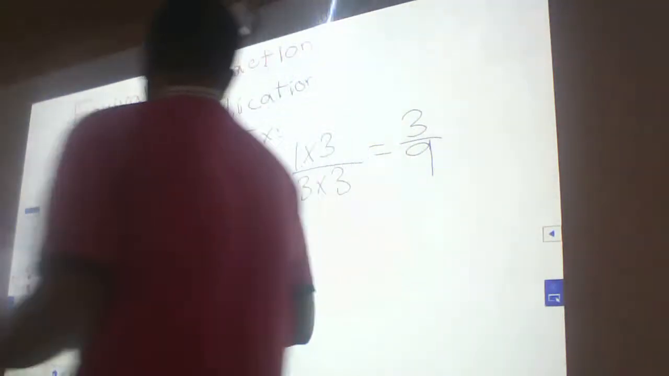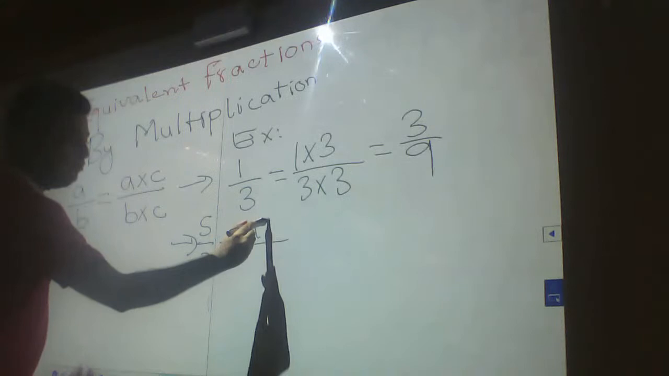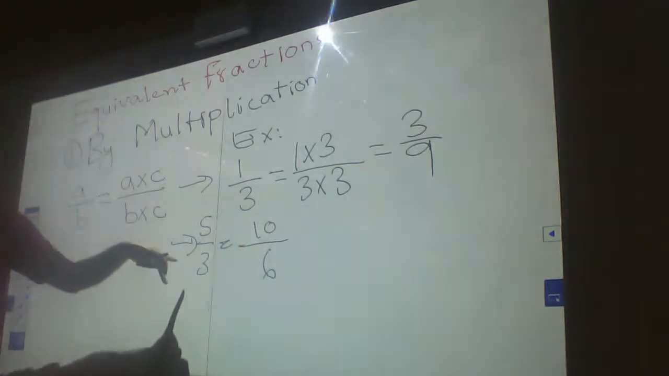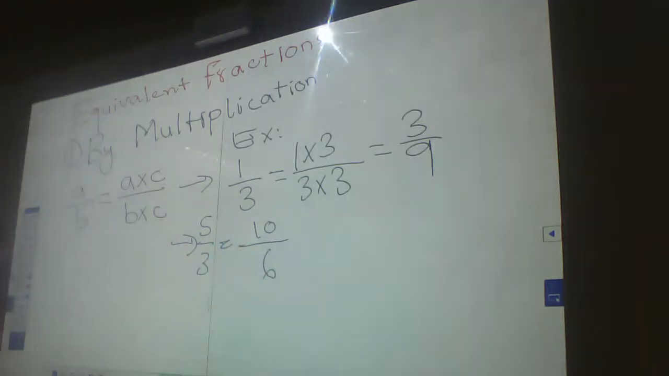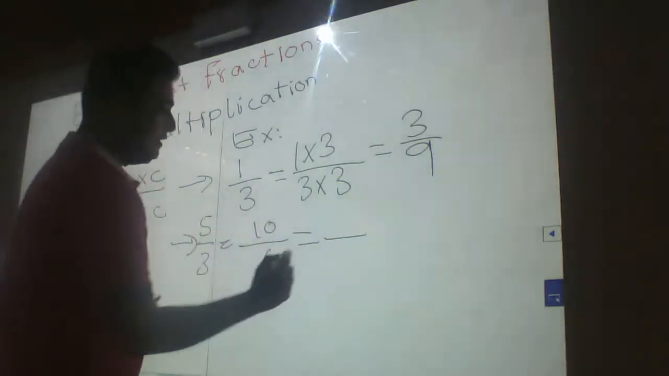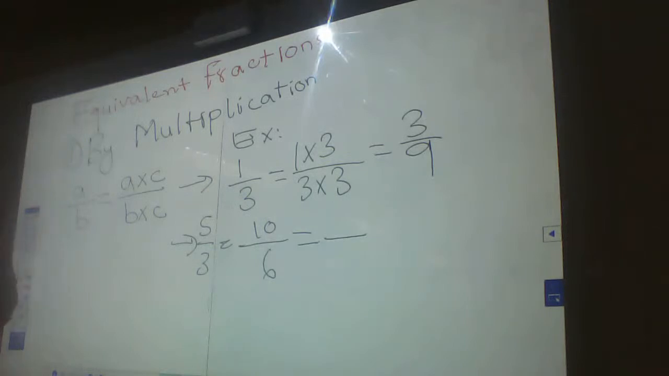It means you are multiplying by 2. So 10 over 6. What we did here was multiply by 2. Right? And you can do it like this. Let's say in the exam, the exam wants 3 fractions which are equal to this one.